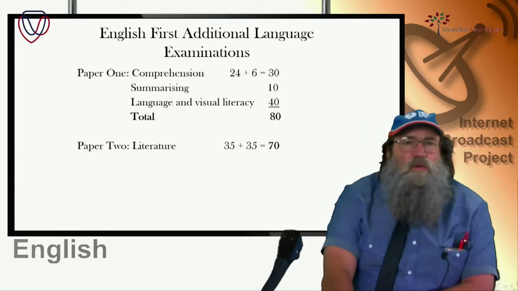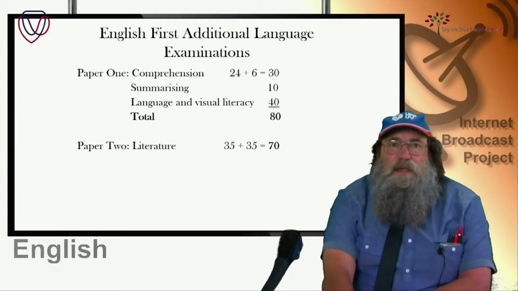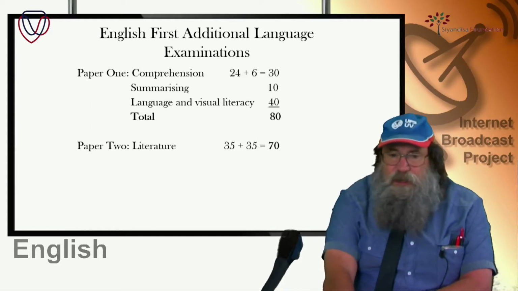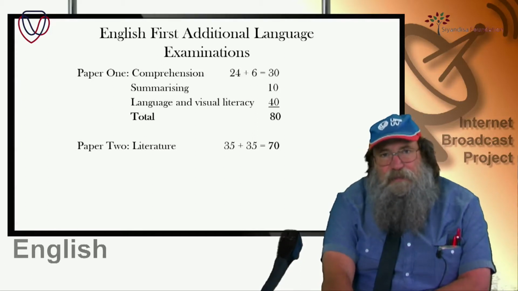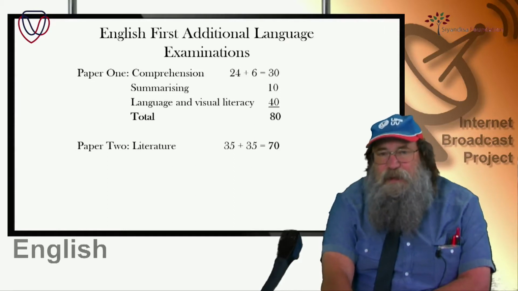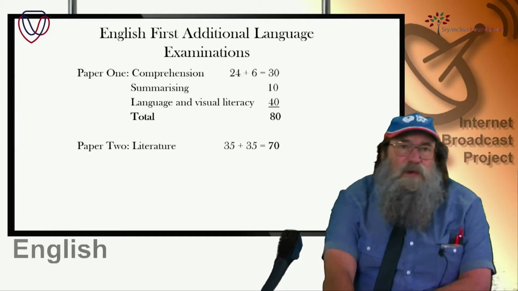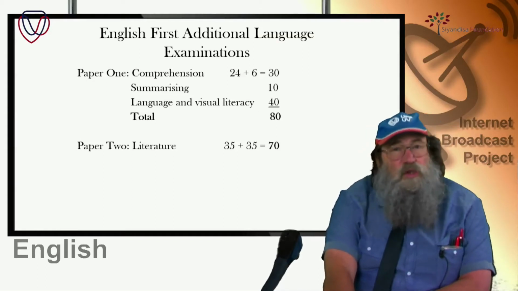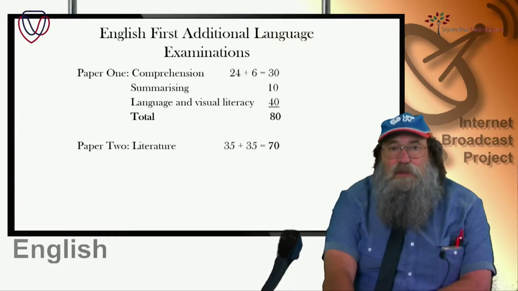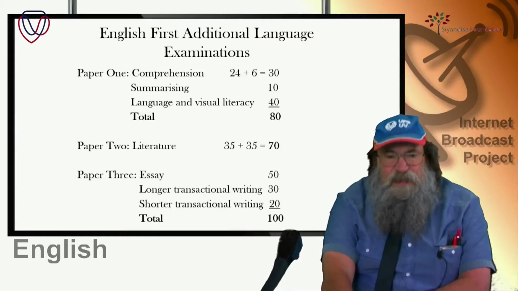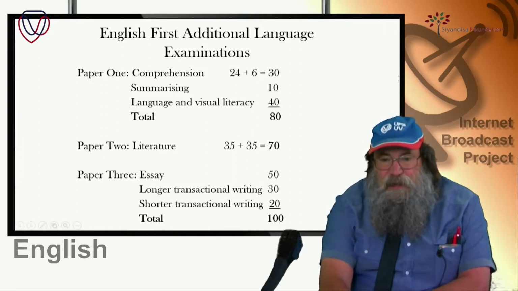Going on to paper two, we have the literature paper. The literature paper is basically two genres, 35 marks for the one and 35 marks for the other. Most of the people in the schools in the Free State, I know, are doing the drama and the short stories. That's the most common choice. So we'll focus on that a bit later as well, but not to the same extent as paper three, and here's why. Take a look here.